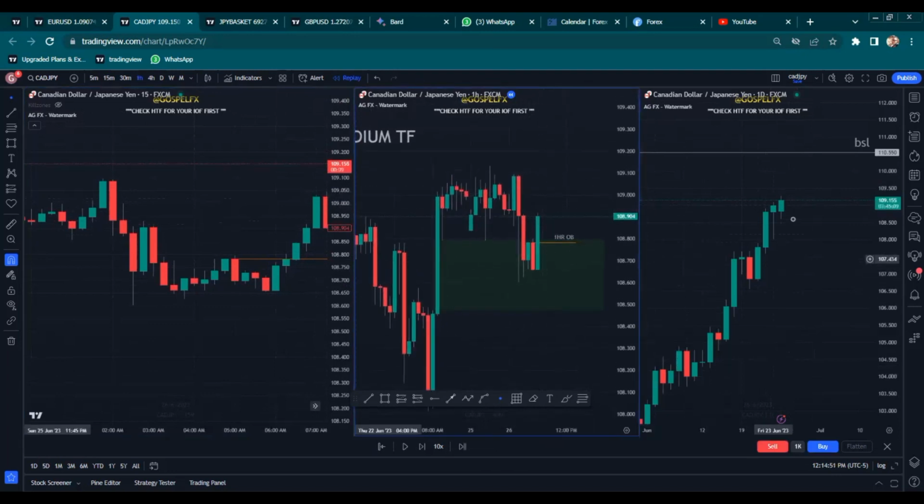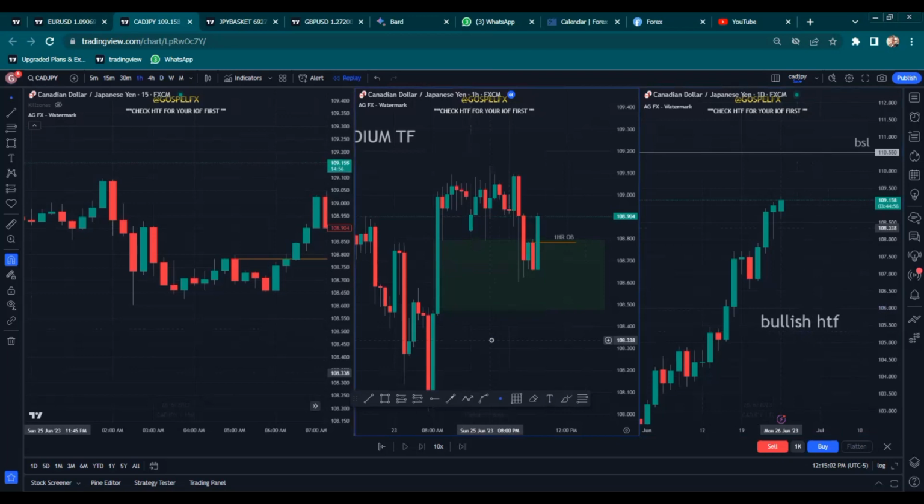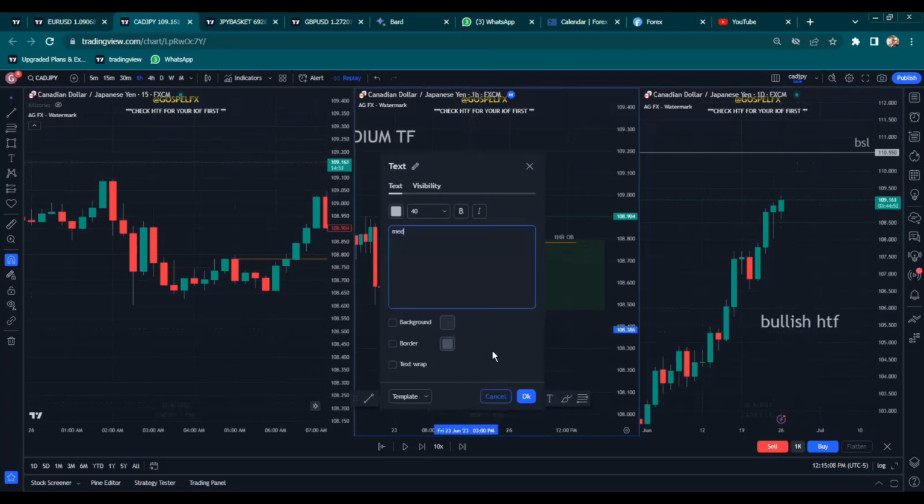All right, so we are now having a bullish higher time frame, a bullish medium time frame. All right, let me just put that. All right, we have the higher time frame bullish, and then the medium time frame we are also bullish.